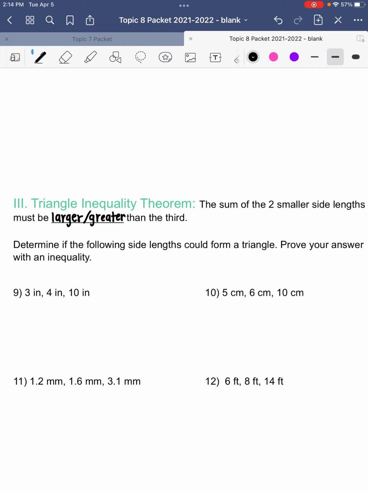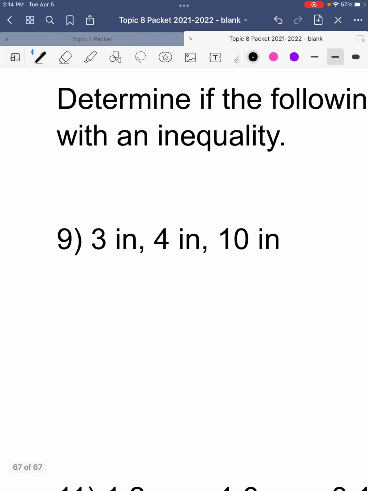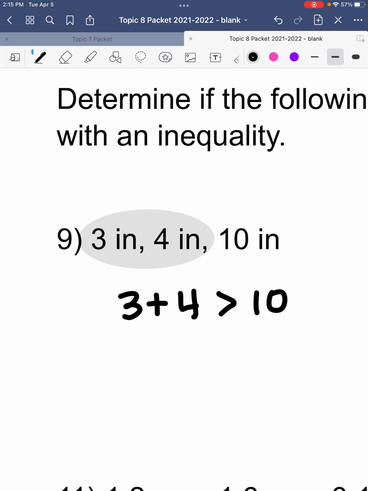Those are my side lengths, right? My two smaller sides are 3 inches and 4 inches. So I'm going to use those and add them together. 3 plus 4, because remember it says the sum, that means I'm adding, of the two smaller side lengths must be greater than, so my greater than symbol, the third.